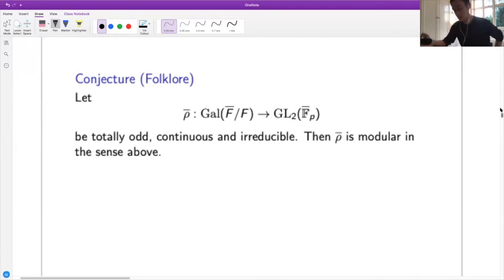So the construction of mod P Galois representations associated to modular forms would make the folklore conjecture a little more tangible, which says that if I'm given a two-dimensional Galois representation over F_p bar, totally odd, continuous and irreducible, then such a Galois representation should arise from a mod P Hilbert modular form in the sense that I defined.